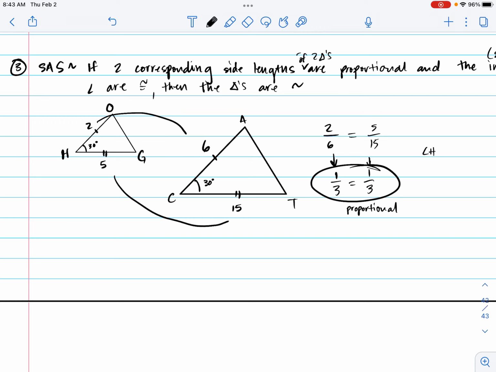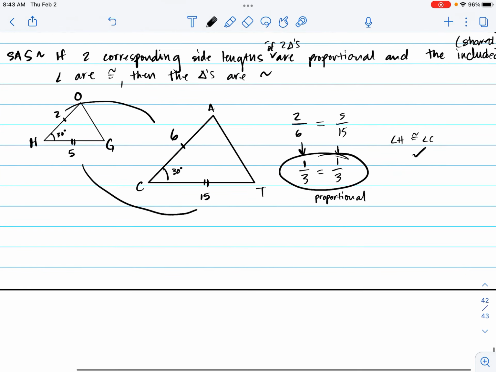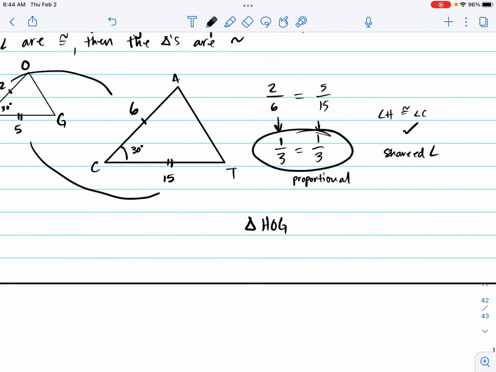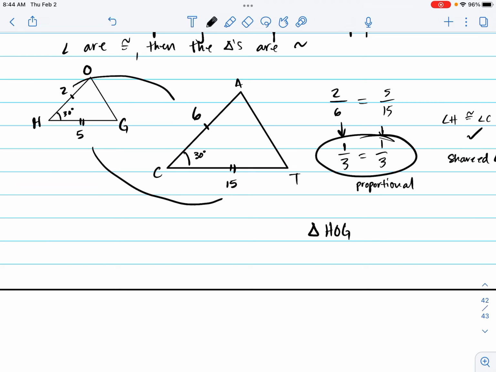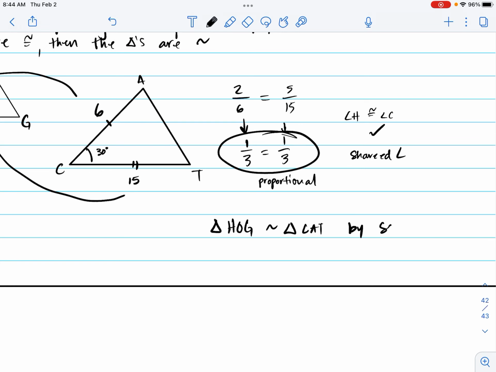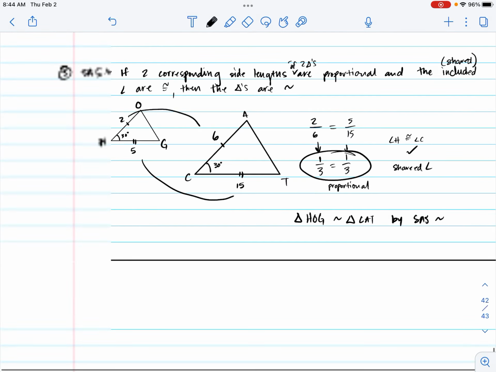And then angle H, is it congruent to angle C? Which it is. And it is the shared angle. Okay? So we could then say triangle HOG, and we started at the angle measure, went through the 2, is similar to triangle CAT, because we did the same thing. Started at 30, went through the smaller side, by SAS similarity.